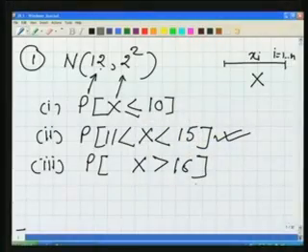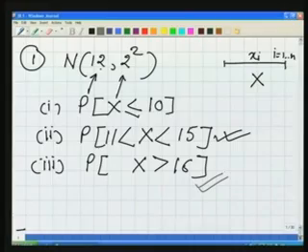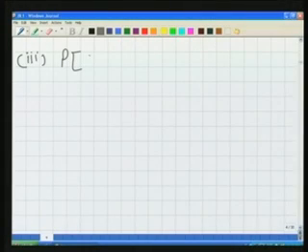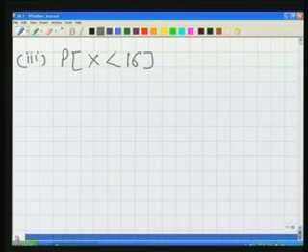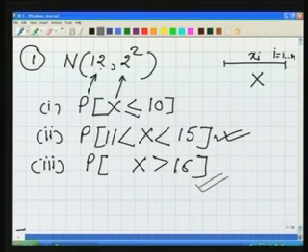Well, now we will go for the third part. It is slightly different, we have to handle it in a different way. So we should know how to handle this also. The third part is we have to find the probability that the variable x is more than 16.